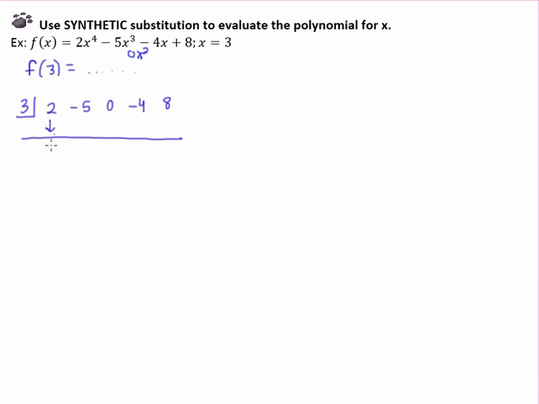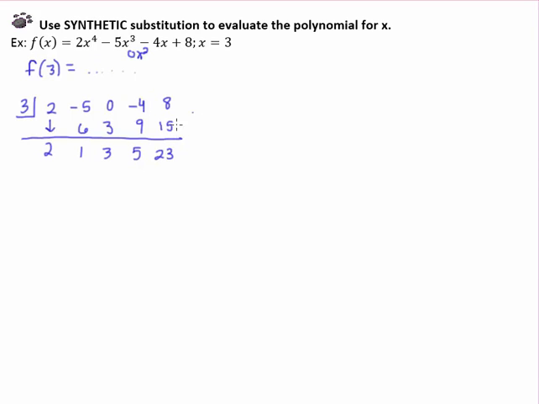So if I work out this synthetic division, I drop the 2, 3 times 2 is 6, negative 5 plus 6 is 1, 3 times 1 is 3, 0 plus 3 is 3, 3 times 3 is 9, negative 4 plus 9 is 5, 3 times 5 is 15, 8 plus 15 is 23.